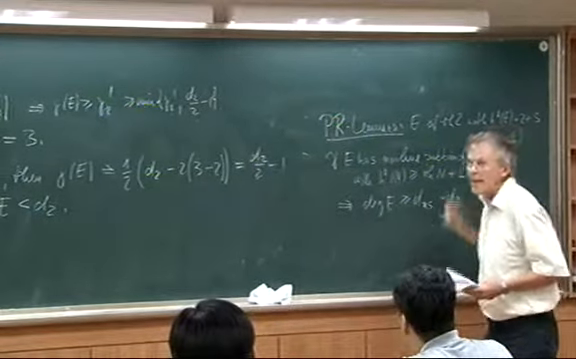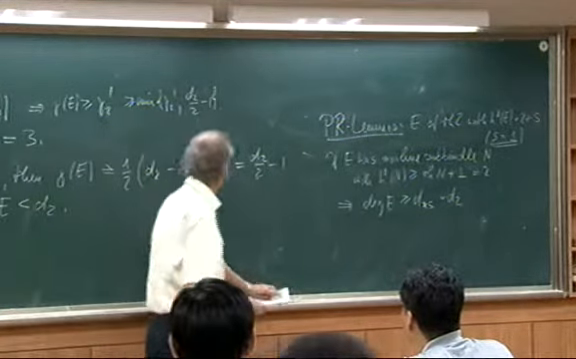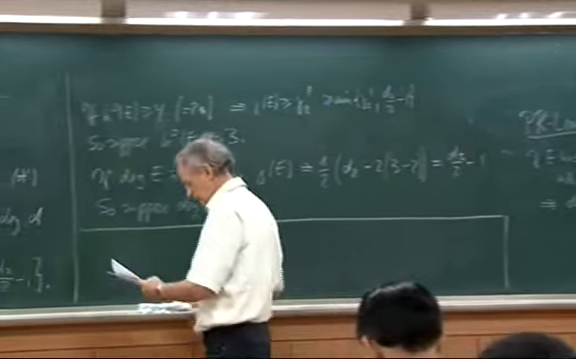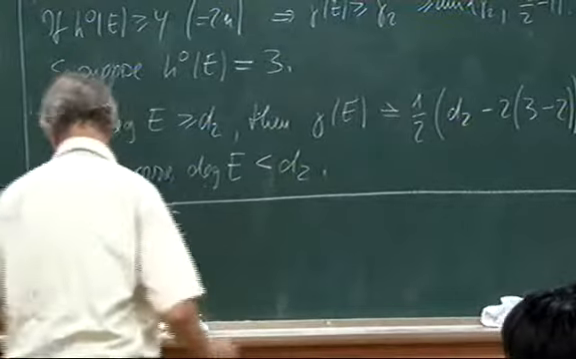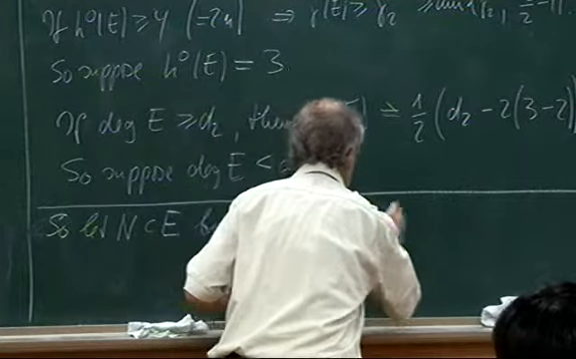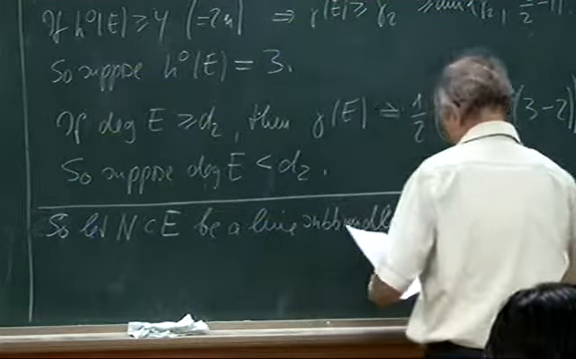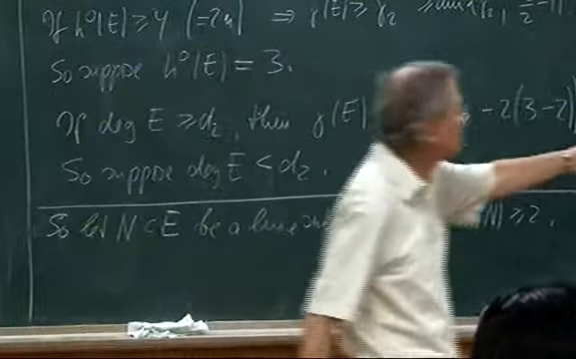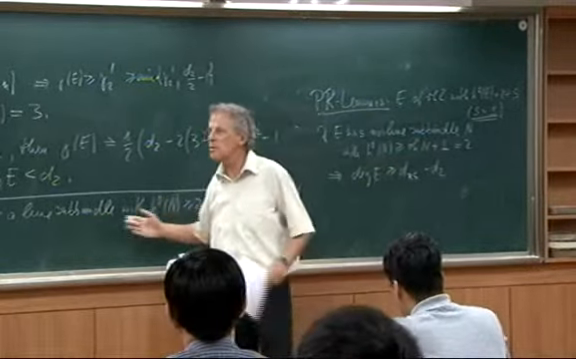Okay? Now in the other case, what's in the other case? So maybe I write it here. So let n in E be a line subbundle with h0 of n greater or equal to 2. This was just the assumption that there doesn't exist such a line subbundle, and now we assume there exists one.